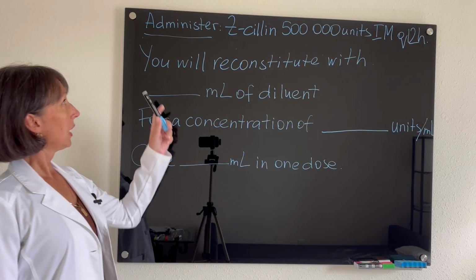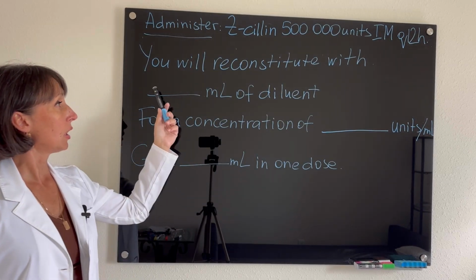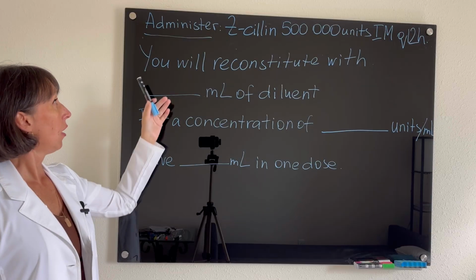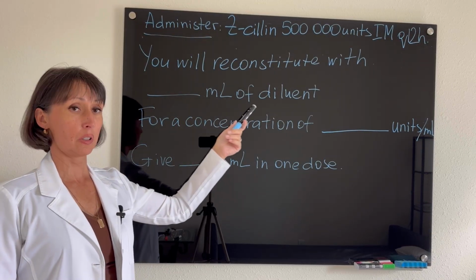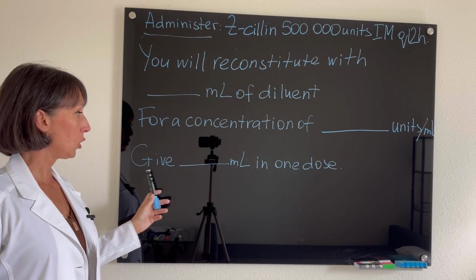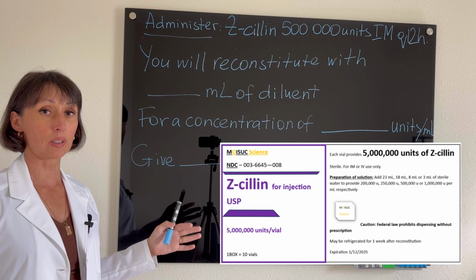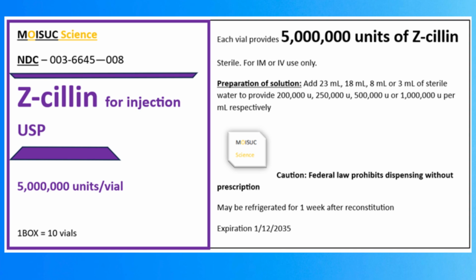Here's our next problem. Administer Zicilin 500,000 units IM Q12 hours. And here's 3 questions. You will reconstitute with how many milliliters of diluent for a concentration of how many units per milliliter, and you will give how many milliliters in one dose. We have a label with lots of information given on the label. Let's read it carefully. We see that this is Zicilin for injection, which is exactly what we need. And we have 5 million units per vial. That's not helpful to us because none of the questions is asking us how many units per vial it is.